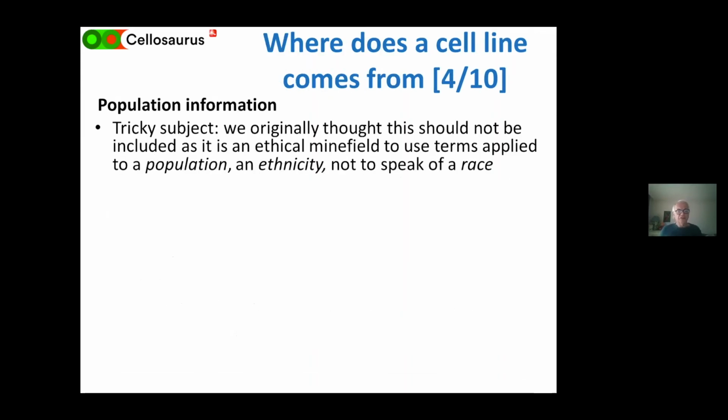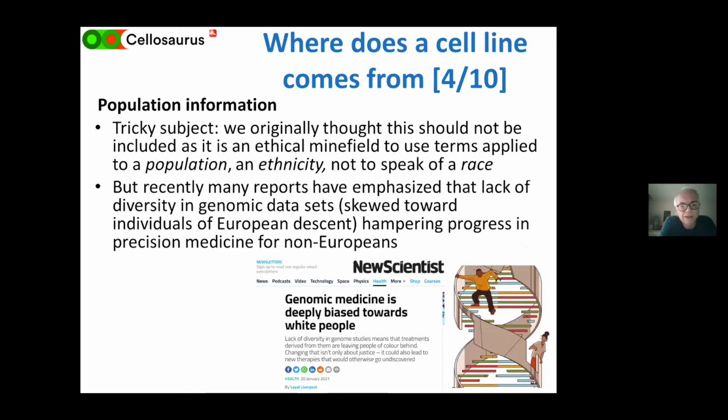Now, population information. This is for human cell lines, and it's a tricky subject. We originally didn't have this information in Cellosaurus and thought it should not be included because it's an ethical minefield to use terms applied to a population, not to speak of ethnicity or race. But then we saw in the last 2 years that there are a lot of reports that have emphasized that the lack of diversity in genomic data sets, which is highly skewed toward individuals of European descent, is hampering progress in precision medicine for non-Europeans.